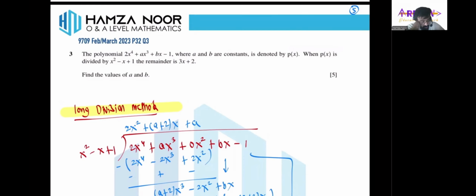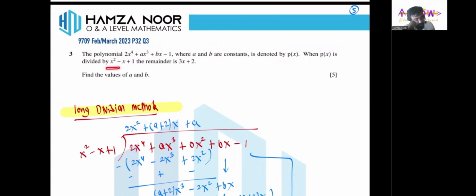All right, so here we have another past paper question from A-Level Mathematics P3 9709, February March 2023, paper 32, question number 3, Cambridge. This question is based on the topic division of polynomials, or you can say remainder and factor theorem. So the polynomial 2x raised to the power of 4 plus ax cubed plus bx minus 1, where a and b are constants, is denoted by p(x).